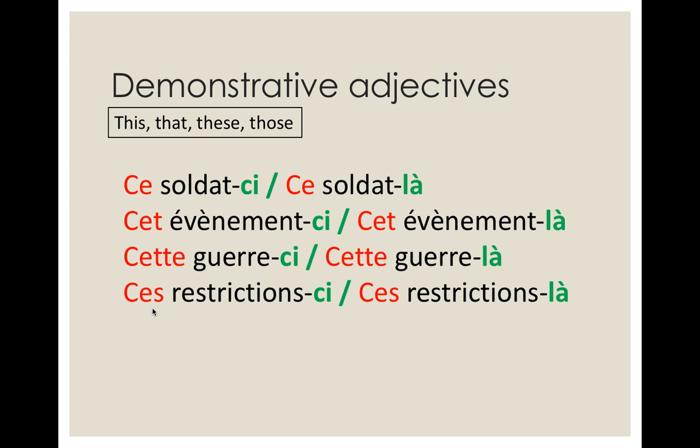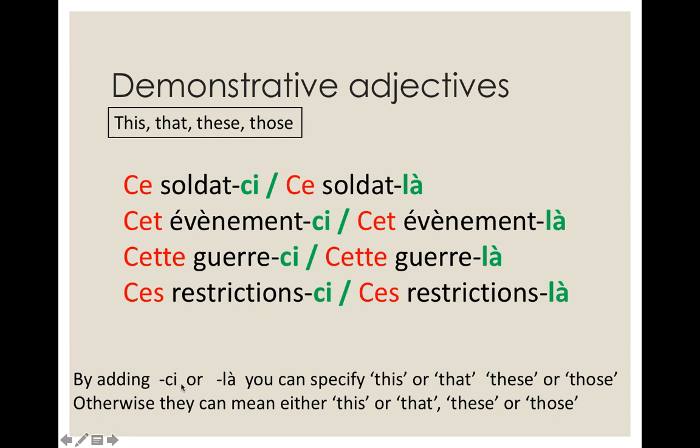here, ci and là. So if we're saying ce soldat-ci, it means this soldier, as opposed to ce soldat-là, that soldier. Cet événement-ci, this event. Cet événement-là, that event. Cette guerre-ci, this war here. Cette guerre-là, that war there. Ces restrictions-ci, these restrictions, as opposed to ces restrictions-là, those restrictions. So by adding ci or là, you can specify this or that, these or those. Otherwise, they can mean either this or that, these or those.